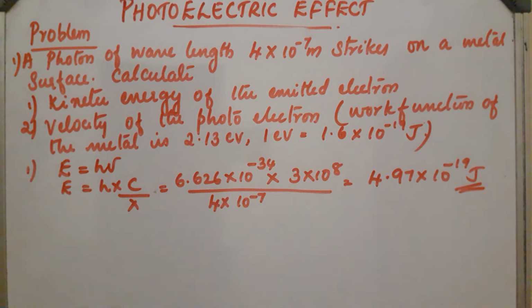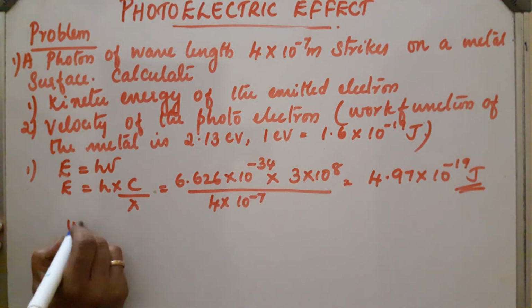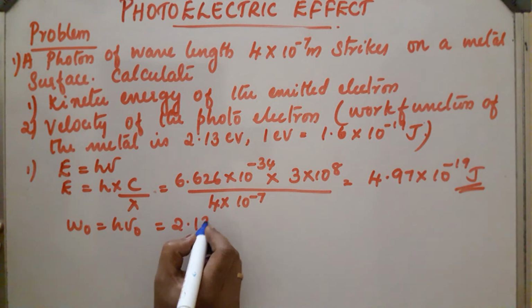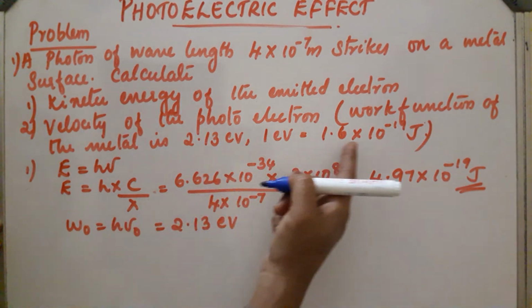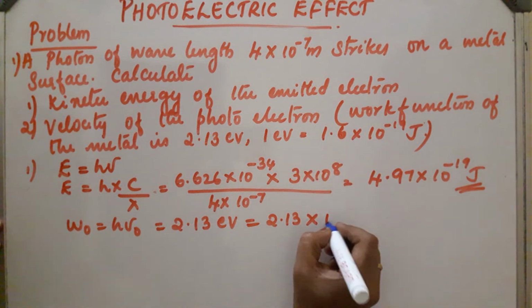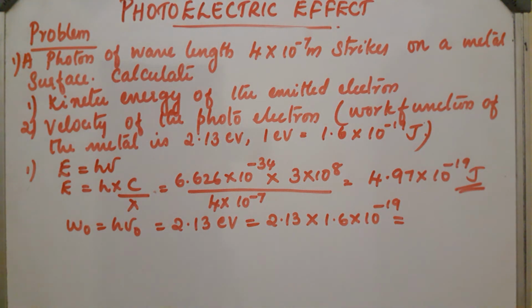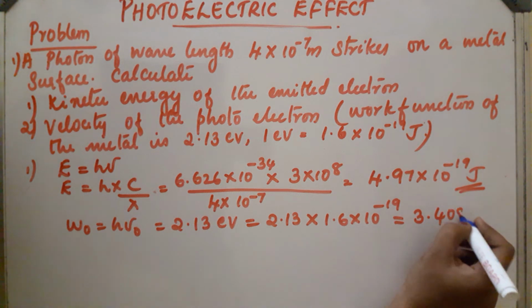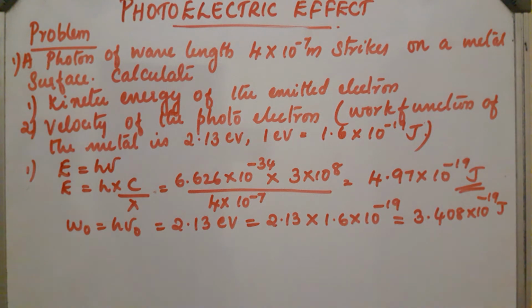Now h nu 0 is given, that is the work function W0. W0 is equal to h nu 0, which is 2.13 electron volt. We have to convert it into joule. So 1 electron volt is 1.6 into 10 raised to minus 19 joule, so this is equal to 2.13 into 1.6 into 10 raised to minus 19 joule. After the calculation, we get 3.408 into 10 raised to minus 19 joule.